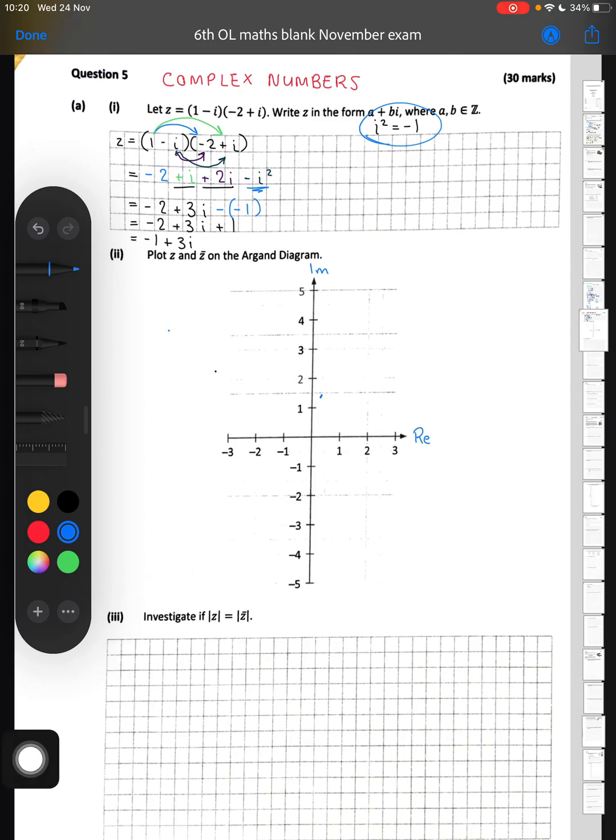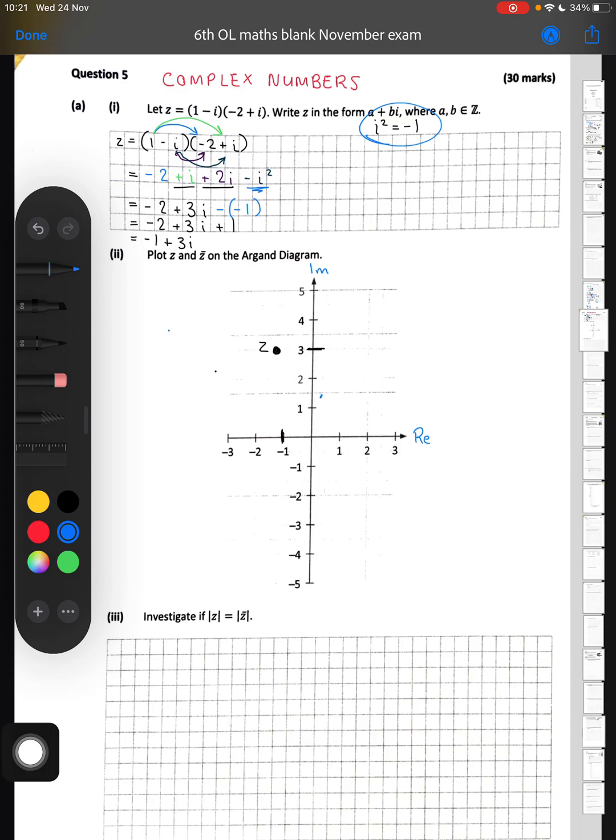So my real part of this is -1. So I'm going to be at -1 on my real axis and +3 on my imaginary axis. Okay, +3 was my imaginary part. So my Z is going to be here on the Argand diagram.